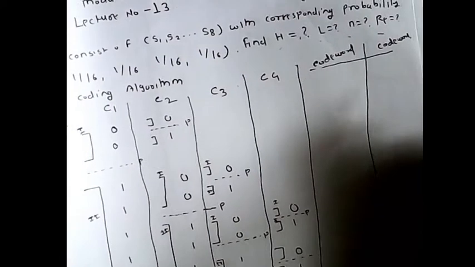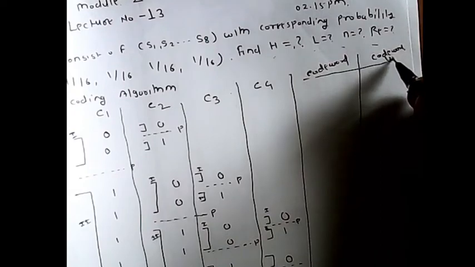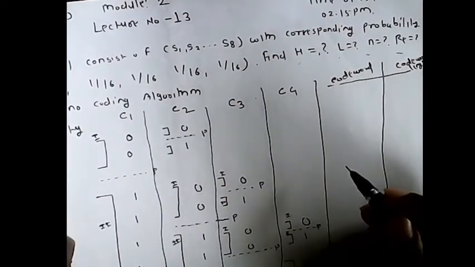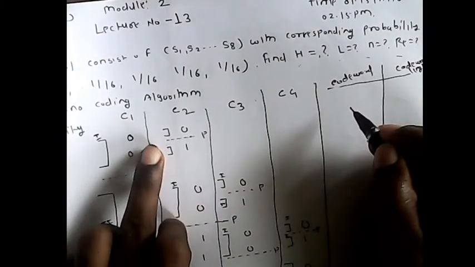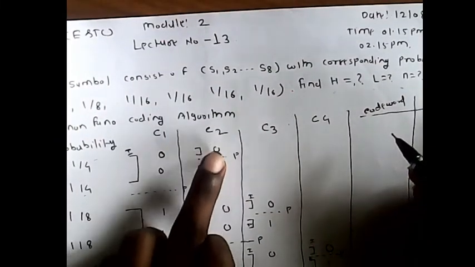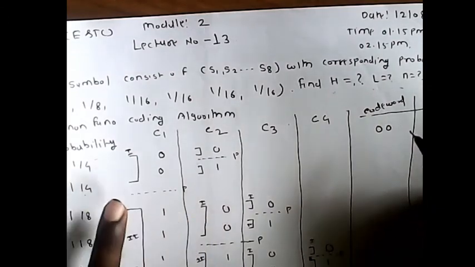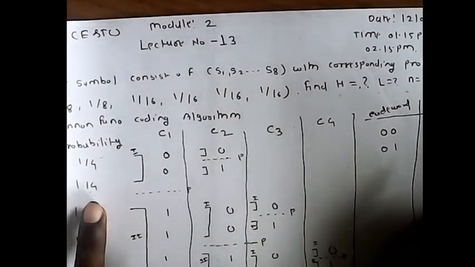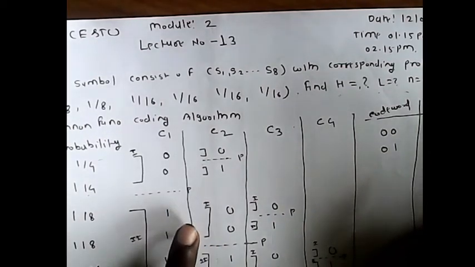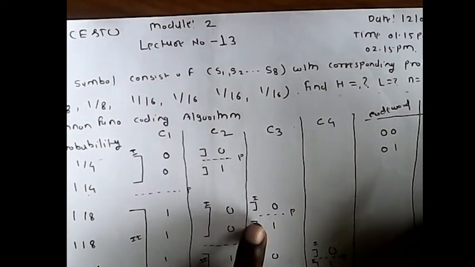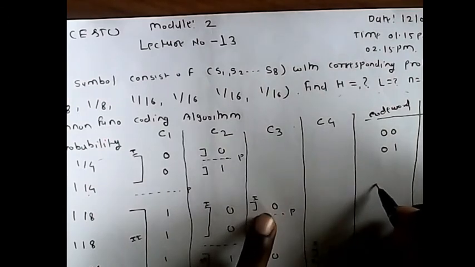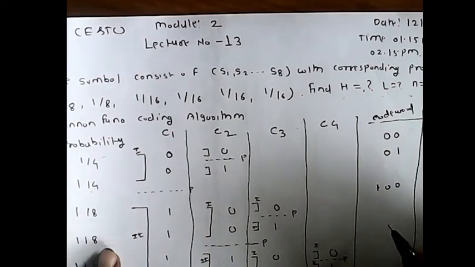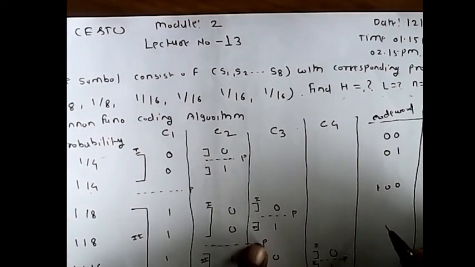Code word length. For S1 the code is 0, 0. Then S2 is equal to 0, 1. Then S3 is equal to 1, 0, 0. S4 is equal to 1, 0, 1.